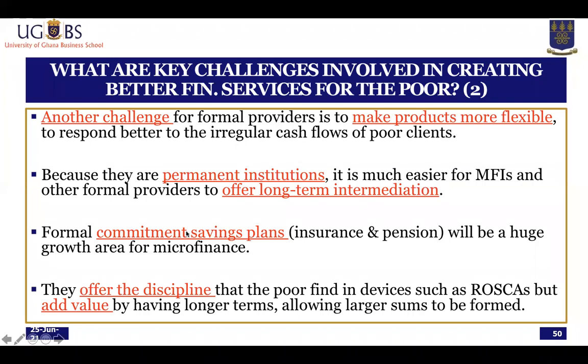Now, formal commitment saving plans for the area of microfinance is a big deal, because it allows them to sometimes get things like insurance and pension. It's an area that is worth exploring. And then when it comes to the banking institutions trying to get in, they offer the discipline that the poor find in devices such as susu, but also add value by having longer terms, allowing for larger sums to be formed.